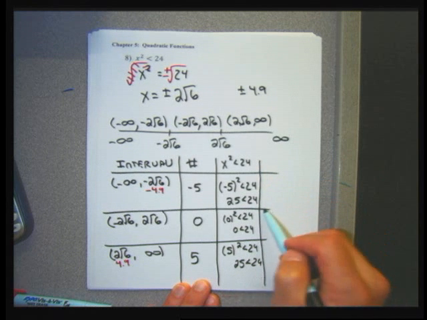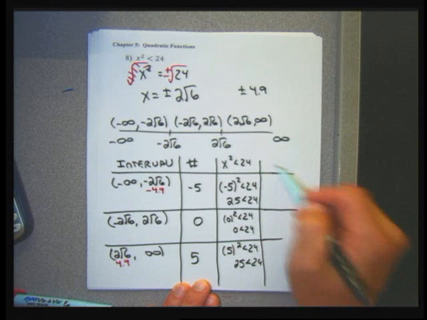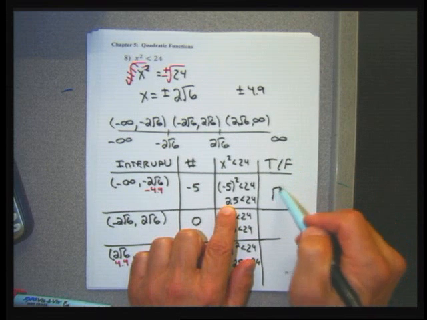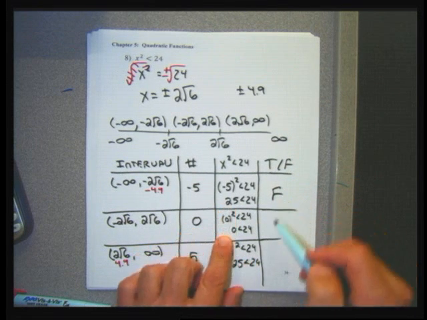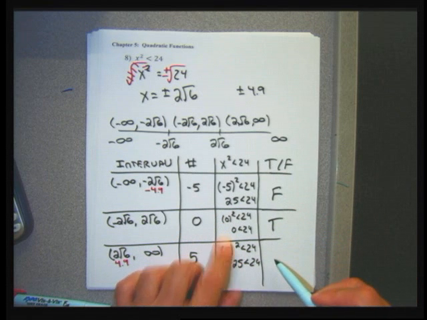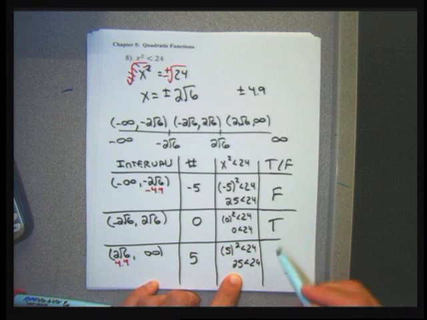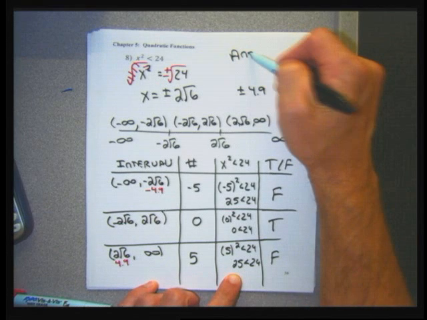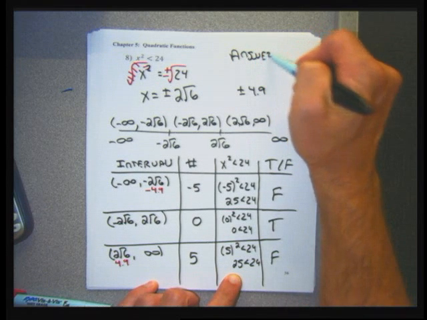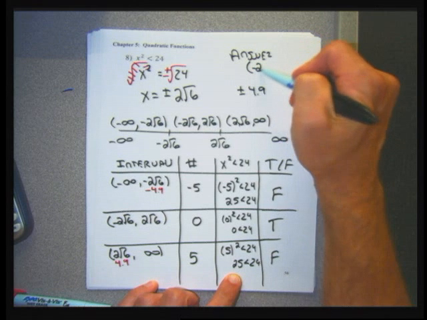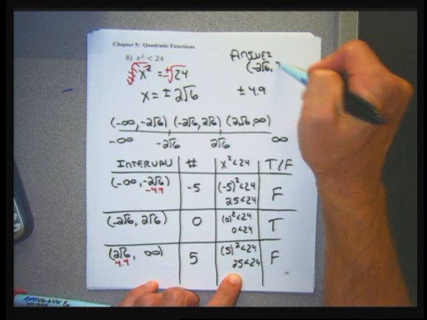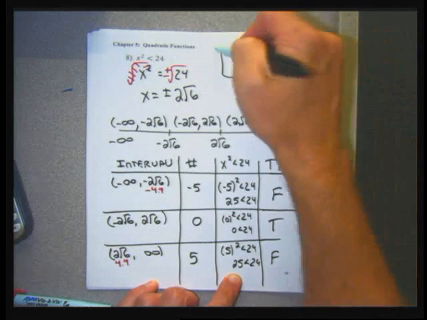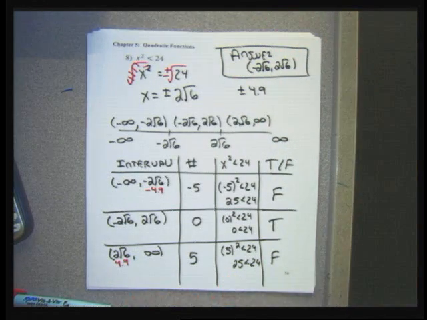And now my true or false. Top one says 25 is less than 24, that's false. Middle one says 0 is less than 24, that's true. Bottom one says 25 is less than 24, that's false. So my answer is only the true interval. So my answer is going to be negative 2 square root of 6 to positive 2 square root of 6. All around parentheses because the problem itself doesn't have a less than or equal to, it just has a less than.